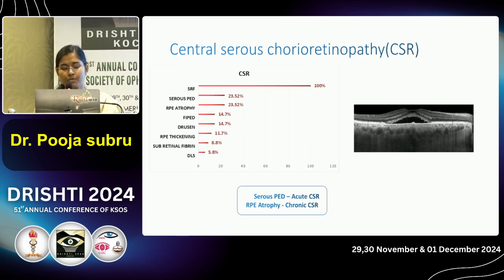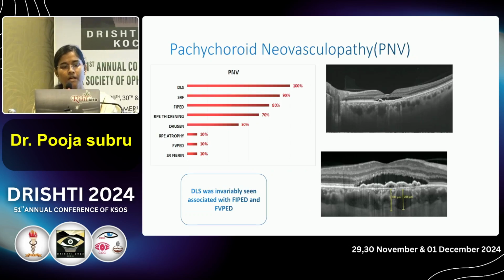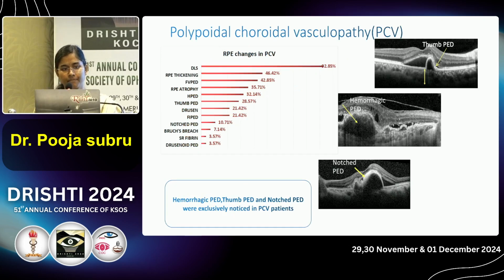Serous PED is the most common RPE change seen in acute cases of CSR, whereas RPE atrophy is seen in chronic cases of CSR. In pachychoroid pigment epitheliopathy, common RPE changes are AA sign and flat irregular PED. Here, RPE reacts to the underlying choroidal changes without any SRF, subretinal fluid. AA sign was invariably seen in all cases of pachychoroid neovasculopathy associated with flat irregular PED and fibrovascular PED.